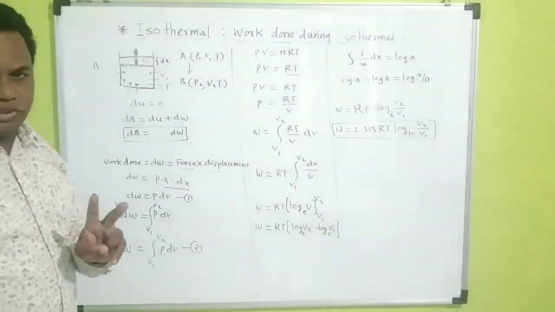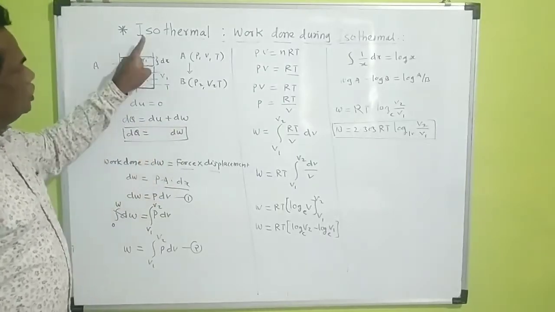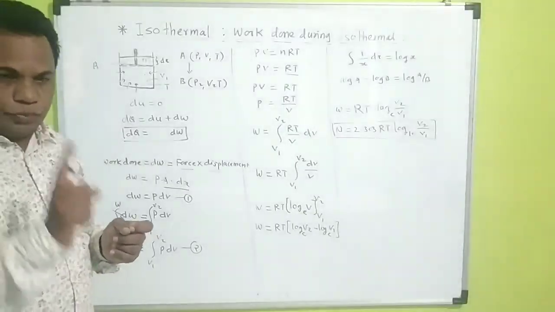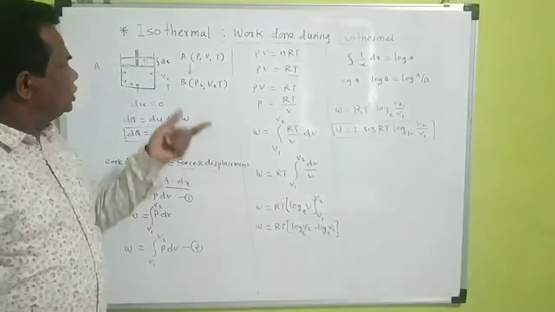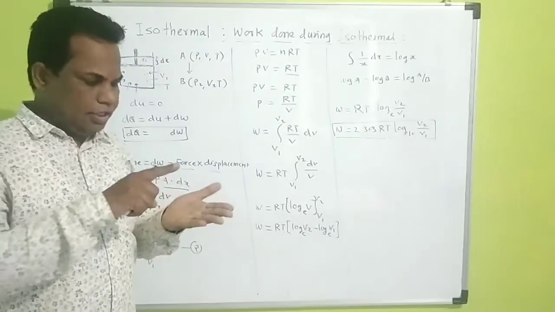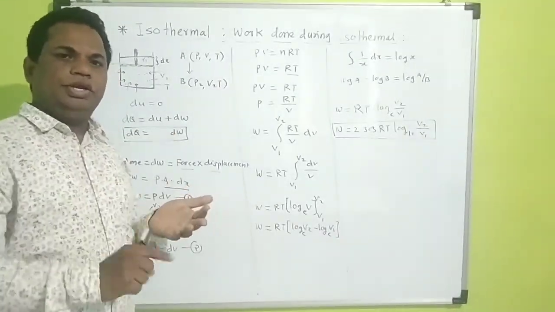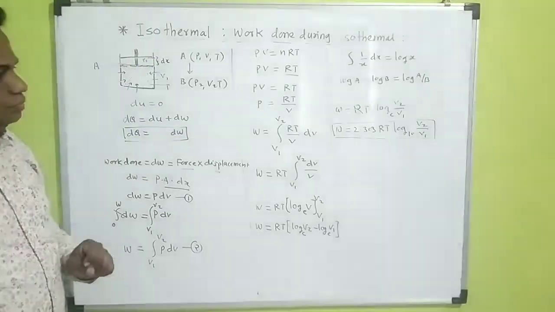So two examples you may consider as an isothermal process. One is the conversion of ice into water at constant temperature. This is an isothermal process. Another is the conversion of water into vapor. That is also an isothermal change.